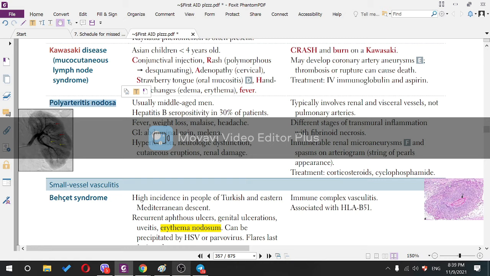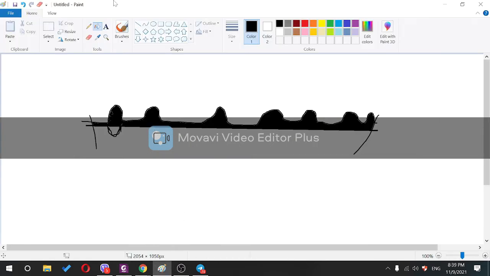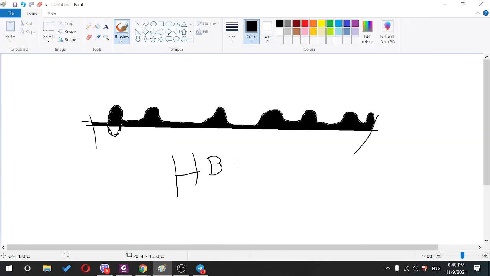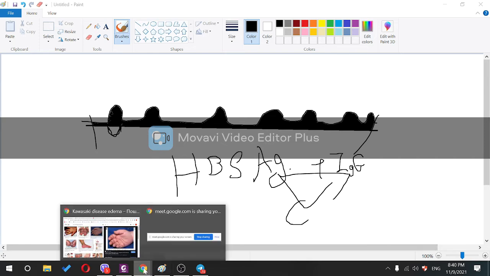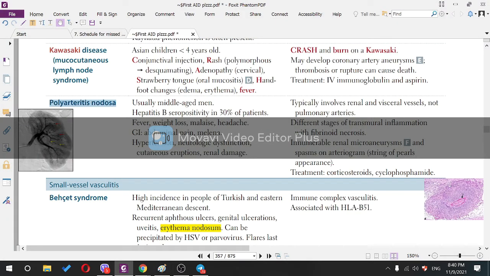For polyarteritis nodosa, the antigen is the hepatitis B surface antigen. This is the antigen. The antibody is an IgG. And the complement is the complement. When you get these three, you've got yourself an immune complex. So, polyarteritis nodosa, usually in a middle-aged man.